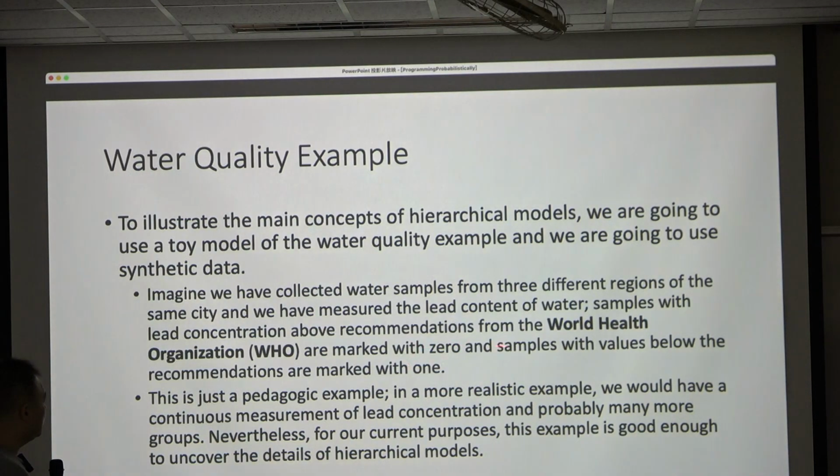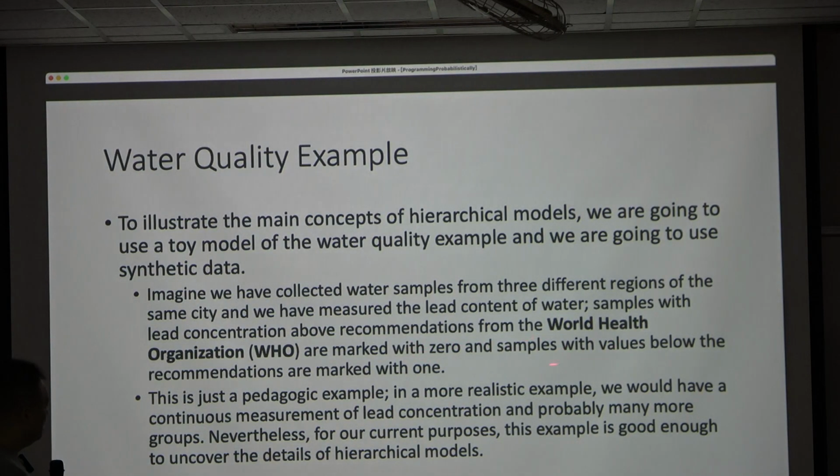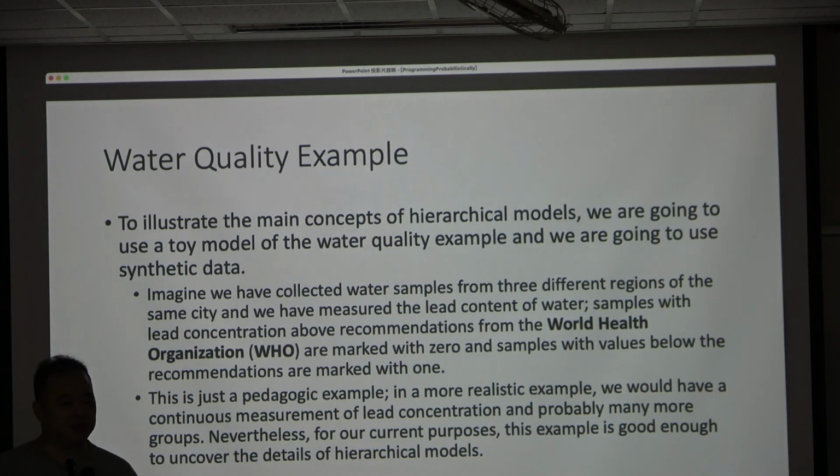We mark one result to be 0 if the lead content is above the recommendation. So 0 means bad, because 0 just means we have more lead content in the water than is allowed. And 1 means we have lead content below the recommendation value, which is good. So basically, 1 is good, 0 is bad.